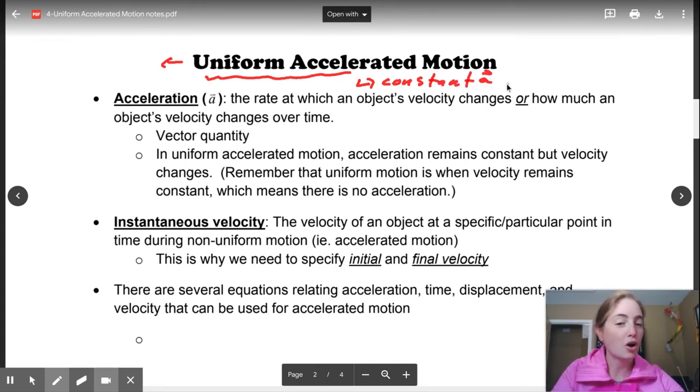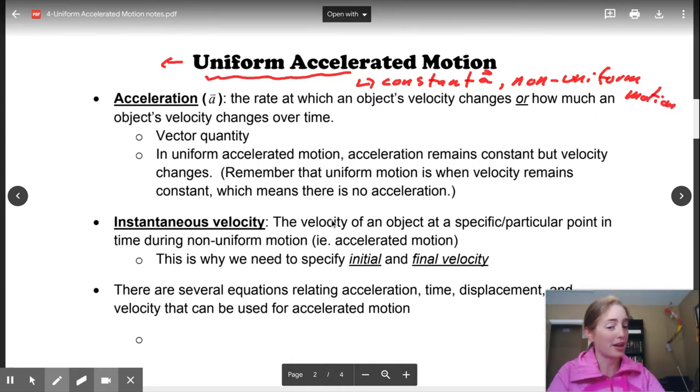Okay, so constant acceleration, but it is non-uniform motion, okay, because we're accelerating. So watch out for that. That's a little bit confusing. All right. Okay. So formal definition, acceleration.